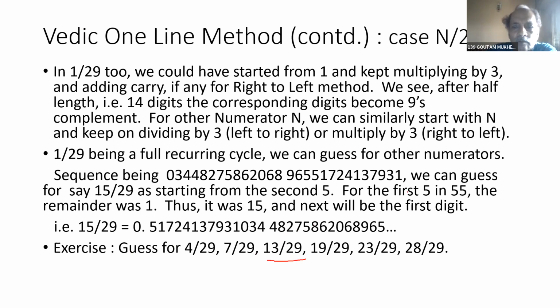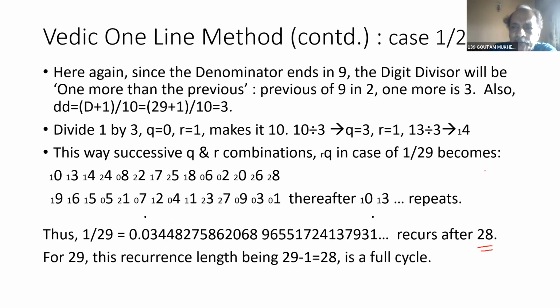13 by 29 is 3. So basically 13 by 3 I will be doing. We are starting with 13. Do you want to do left to right or right to left? Okay, multiplication. So 13 by 29, 13 I start with.